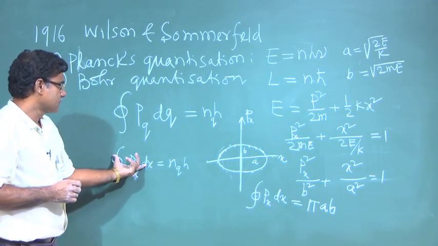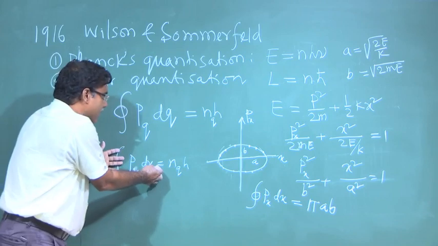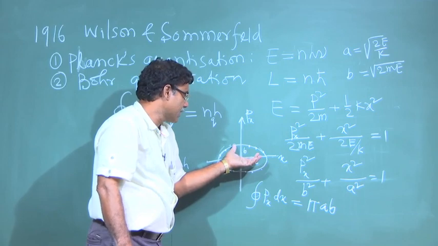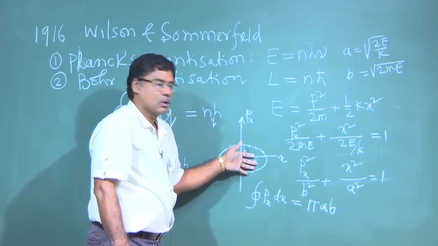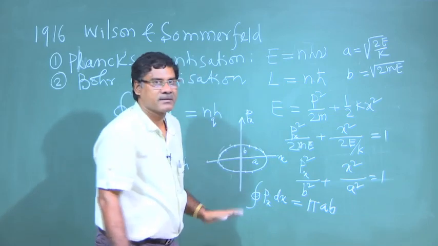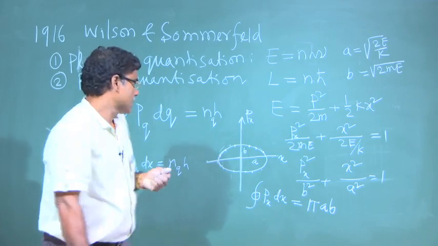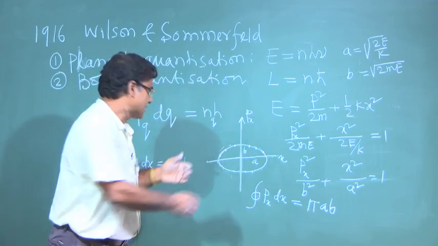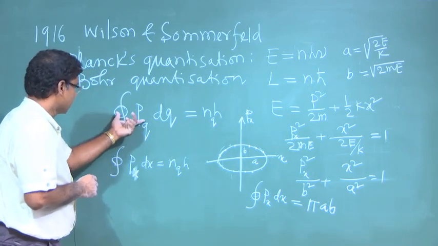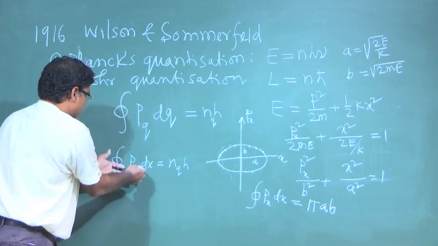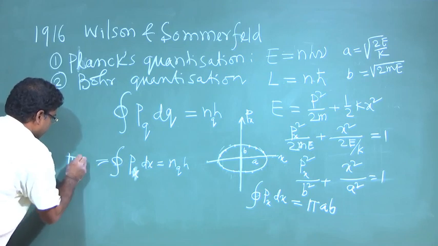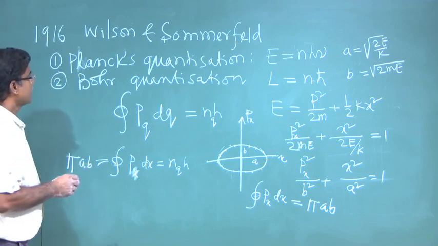I cannot write this if I do not consider a system which has this elliptical path, meaning periodic nature. I have taken a system like this, so I can apply this quantization rule and write this. So, p x dx is basically pi a b. So, what am I getting?